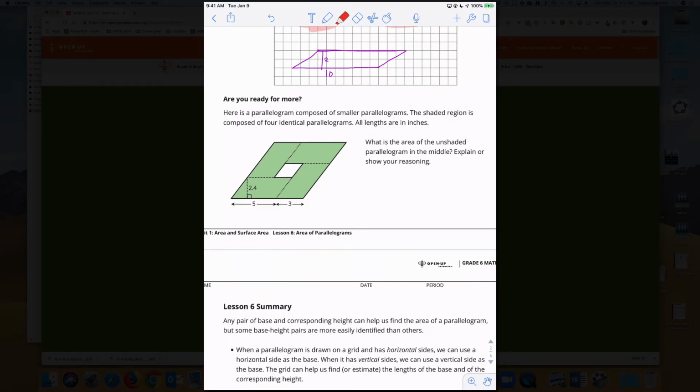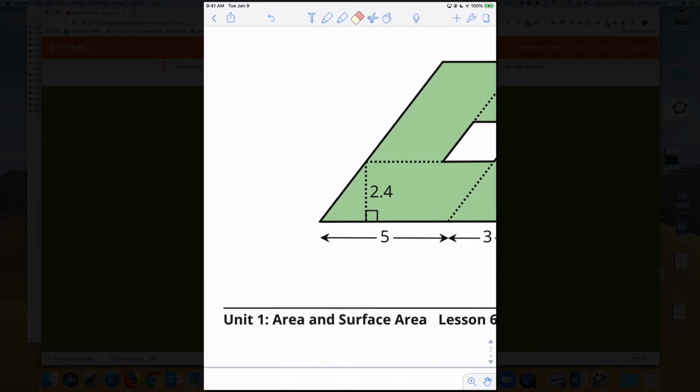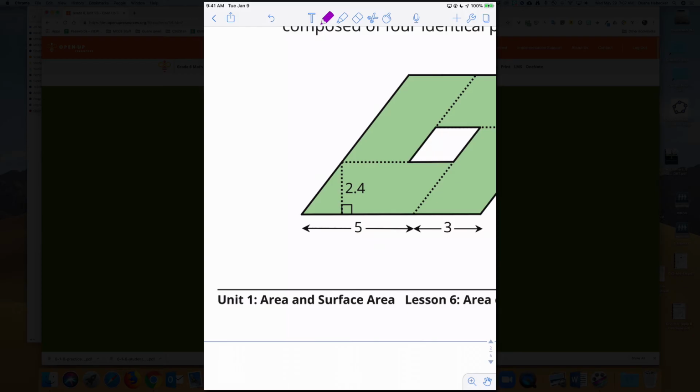Find the area of this unshaded portion right there. All right, so let's delete that little oopsies. Delete. Yikes. Delete. There we go. All right, so we're going to do a little bit of math to find the area of that simple parallelogram right here.